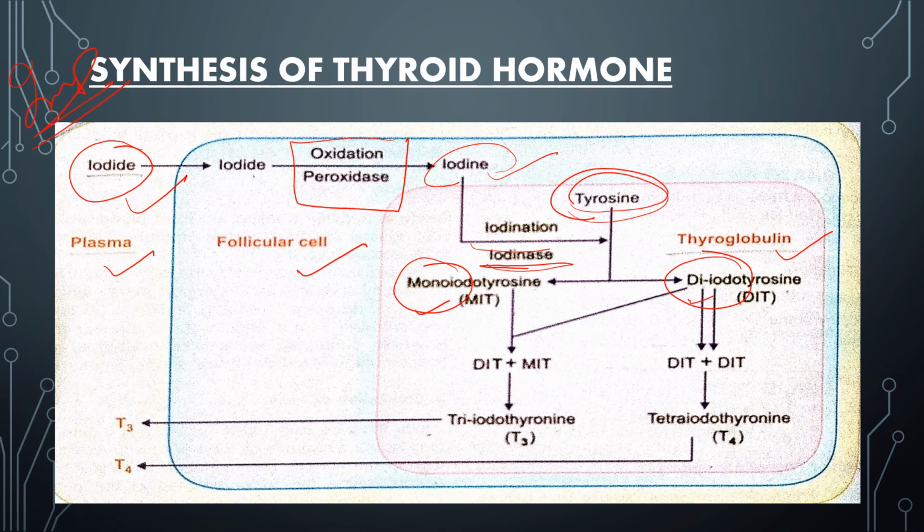Now, when monoiodotyrosine, that is MIT, reacts with diiodotyrosine, MIT plus DIT gives you triiodothyronine, T3. Hope this is clear to you. Now, when two DIT react, they form tetraiodothyronine. Correct? Now, this triiodothyronine and tetraiodothyronine get released to the plasma in the form of T3 and T4. Hope the synthesis is clear to you all. Mark this as important.